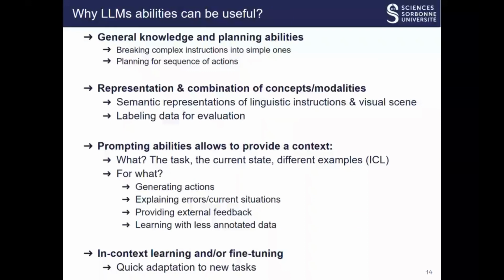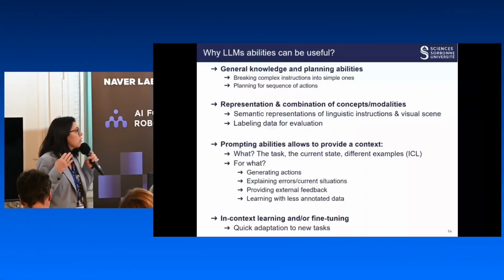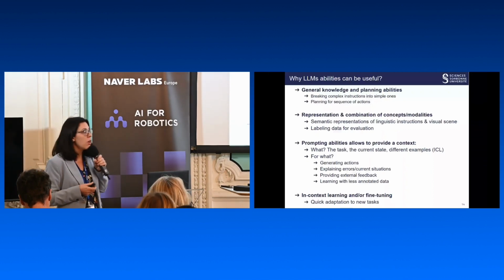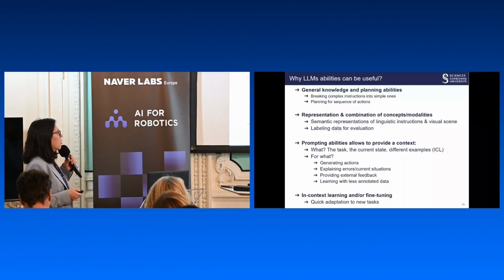Regarding the abilities of large language models, one question is why they are useful. So I try to summarize different perspectives. The pre-trained model has general knowledge and planning abilities, so it allows decomposing a complex action into sub-actions. This is the most obvious possibility of using large language models.